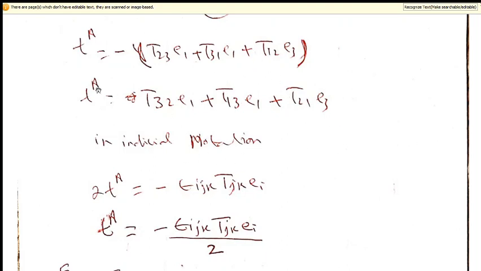In index notation, this result can be written as T equals minus epsilon ijk Tjk ei over 2.